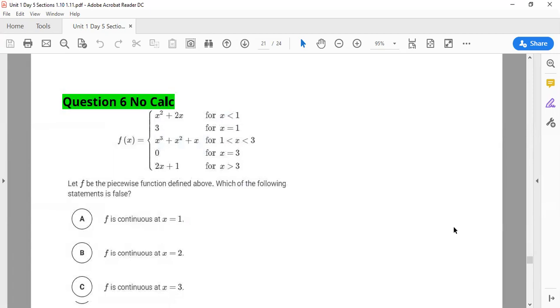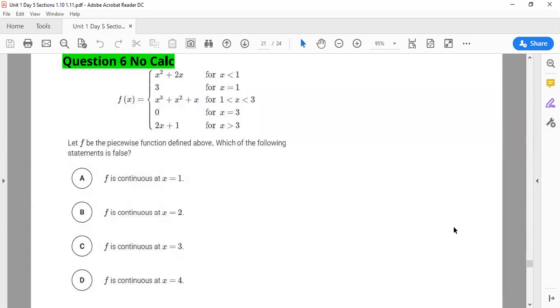Okay, so the next one is a really good example with the whole piecewise situation. They're saying let f be the piecewise function defined above. Which of the following statements is false? So remember, this thing has a right and a left of 1. It has a right and a left of 2, right and a left of 3. It even has a right and a left of 4. The domain is all reals, it looks like. You can see that because you can go through these steps and see if there are any intervals that were skipped. Nothing's skipped. So we're all set.